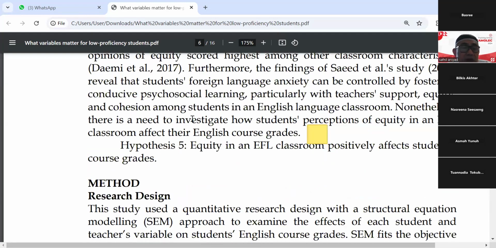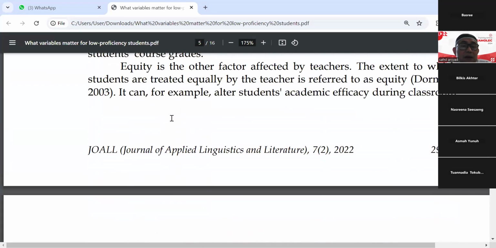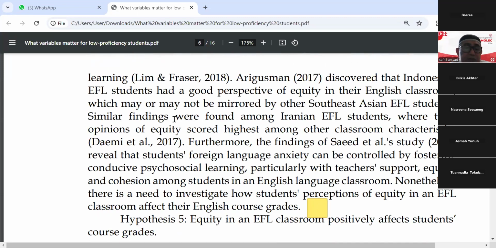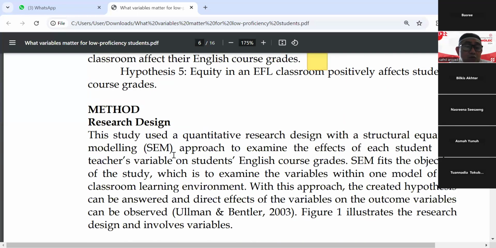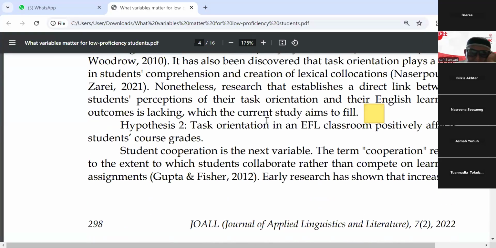Hypothesis. So the hypothesis is already in move 3 in the introduction. The authors do not present the research question, but the research hypothesis, because this is a survey study, a quantitative study. Okay, good. Do you have any questions?